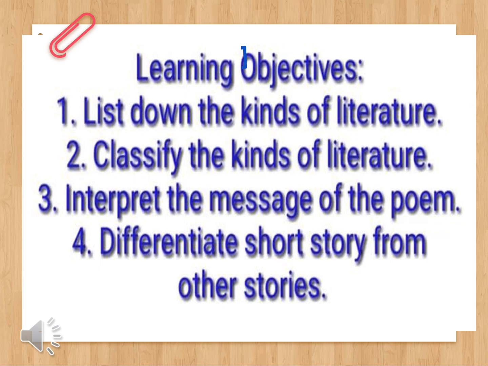The first one we created is list down the kinds of literature. That is remember. And the second one is classify the kinds of literature, which is understand. And the third one is interpret the message of the poem under apply. And the last one is differentiate short story from other stories under analyze. So, with the help of unpacking the most essential learning competencies, we already created these four learning objectives, and that is how to unpack most essential learning competencies.